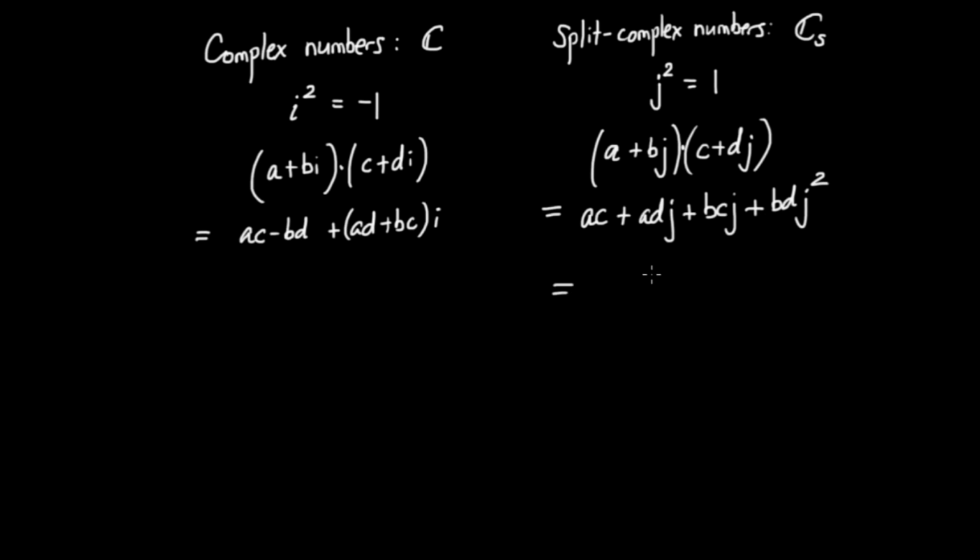So now I'm going to change up the order a little bit. I'm going to write ac first, and then I'm going to have plus bd. And these are going to be the real parts. Just like ac minus bd was the real part here, ac plus bd is going to be the real part here. And then we have two terms that contribute to the imaginary part. So the imaginary part is going to be ad plus bc, all times j.